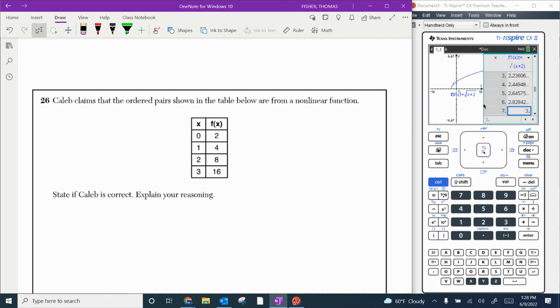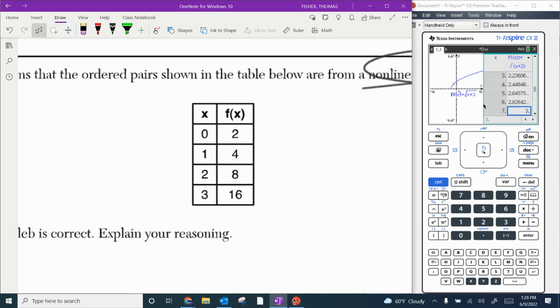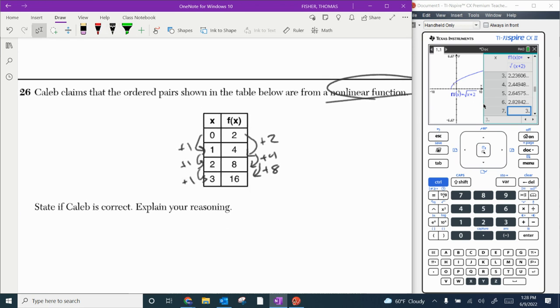So is this a nonlinear function? If it's nonlinear, we want to see, well, is it linear? The x changes here every time by 1. So that's a pretty easy thing to check with the y's. This is a plus 2, a plus 4, and a plus 8. In order to be linear, it has to be a constant rate of change. This is not a constant rate of change, so it's not linear. So Caleb is correct. It is not linear.